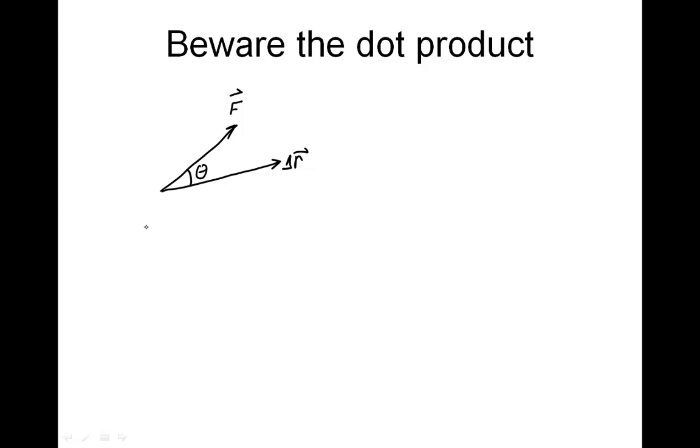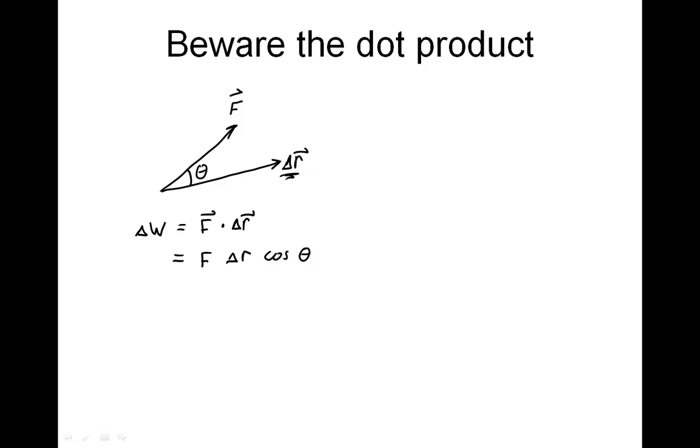And so the work done here, and I'm going to actually call this delta W because it's the work done over this displacement delta r. The work is equal to the force dotted with the displacement. But as you recall from dot products, that's equal to the magnitude of the force. So notice I don't have a vector sign above that again. The magnitude of the displacement, again no vector sign, and the cosine of the angle in between.